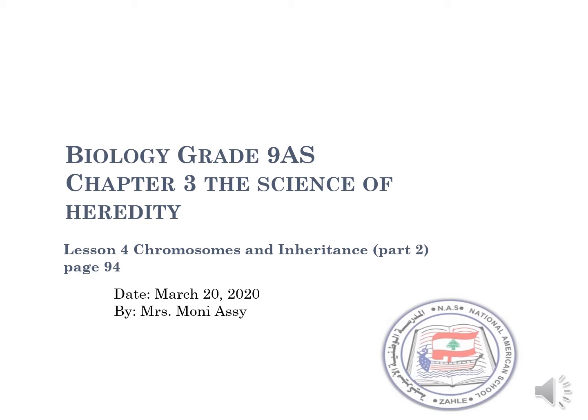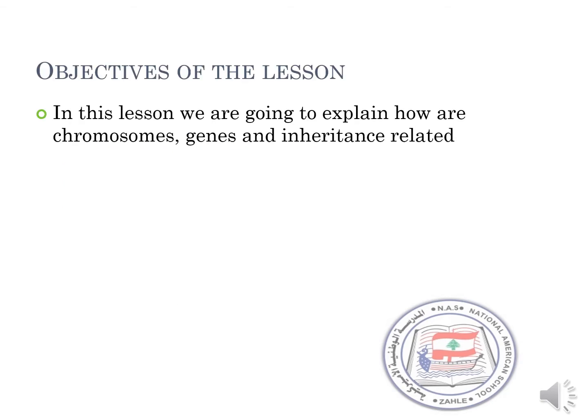We're going to continue chapter 3, the science of heredity, lesson 4, chromosomes and inheritance. So please open your books to page 94. The objectives of this lesson: we are going to explain how chromosomes, genes, and inheritance are related.